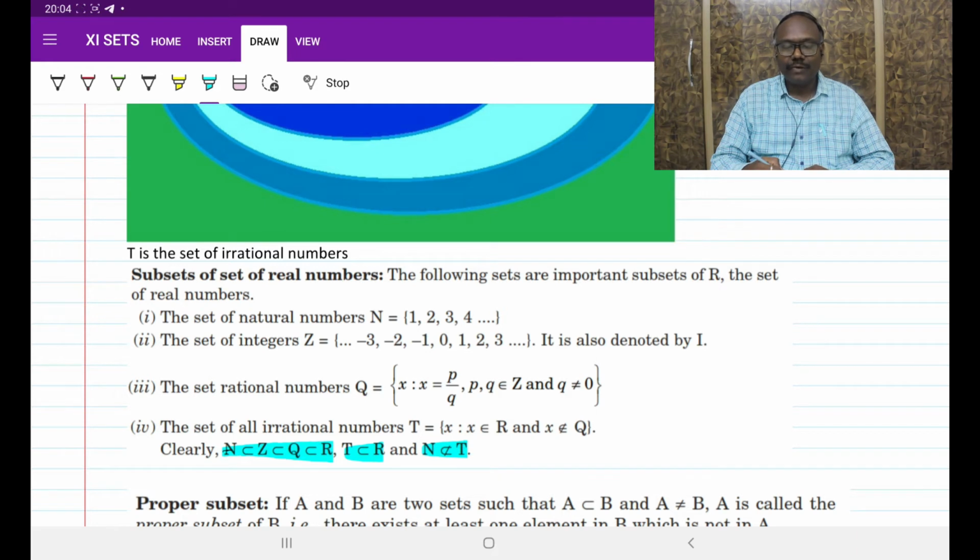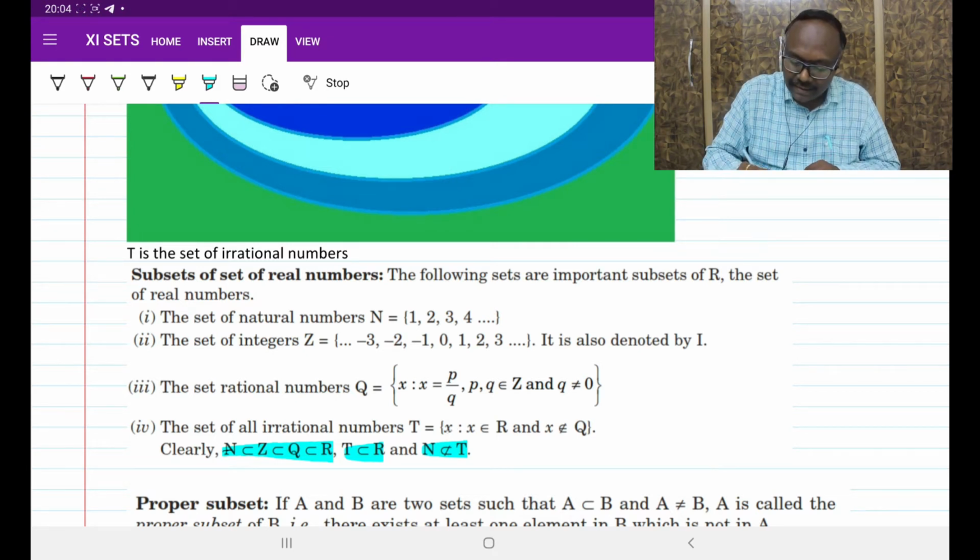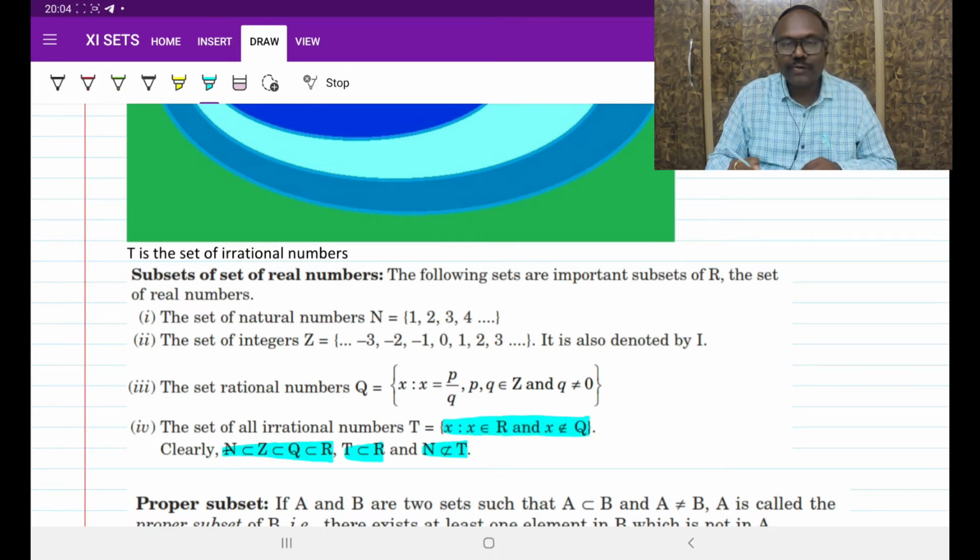So let us discuss what irrational numbers are. If you want to write the collection of irrational numbers, we can write it as the set of all x such that x belongs to R and x does not belong to Q, because we say that real numbers are the collection of total rational numbers and irrational numbers. So if the number is not rational, then obviously it is an irrational number, which means it is a collection of irrational numbers.